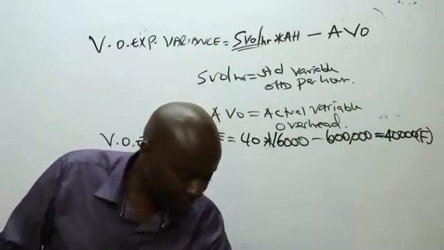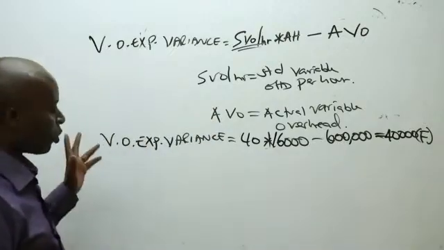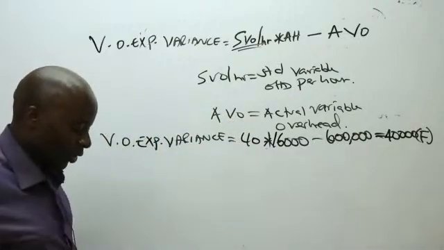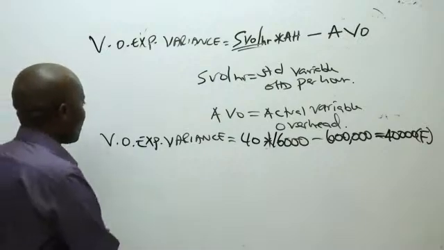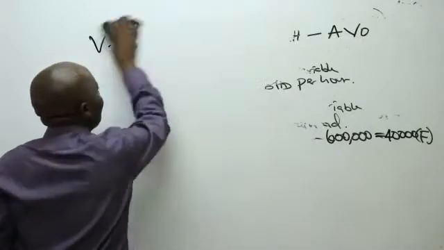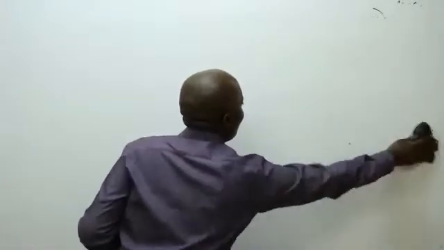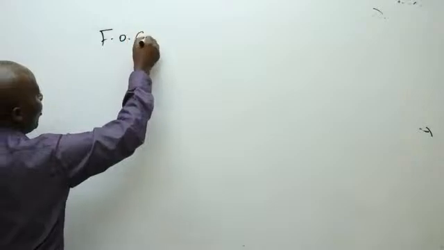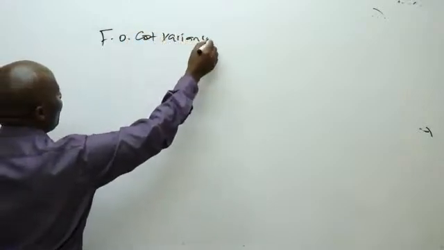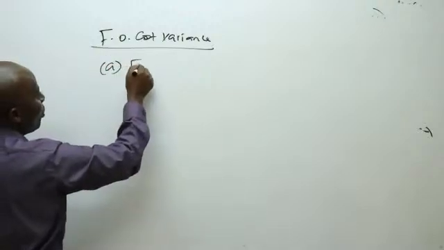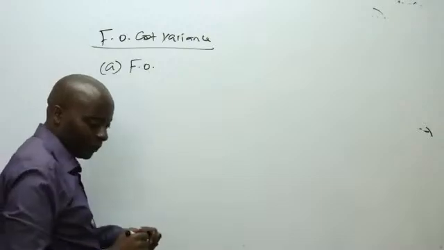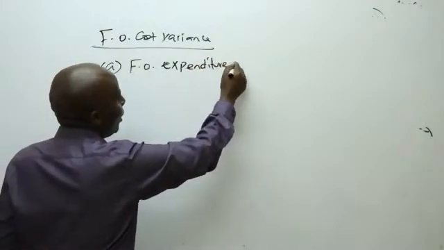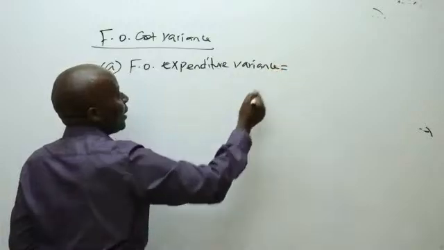Now, our next type of variance, ladies and gentlemen, is called the fixed overhead cost variances. Fixed overhead cost variance has got two children. We have what we call the fixed overhead expenditure variance.